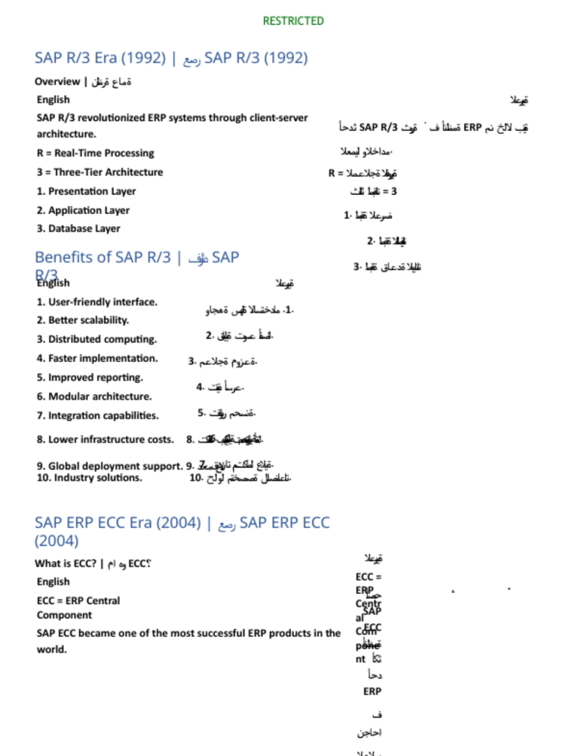ECC improved user experience with a friendly interface, better scalability, and faster implementation. Its modular architecture and integration capabilities made it flexible and powerful for businesses. This slide shows how ECC built on earlier SAP systems to meet growing enterprise needs efficiently.